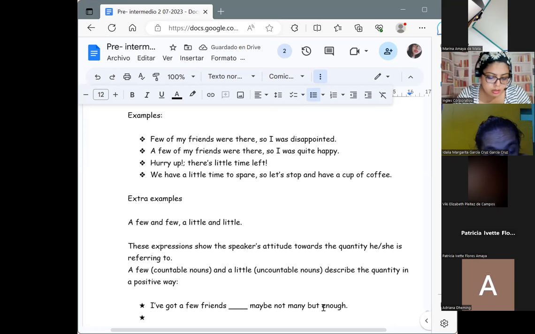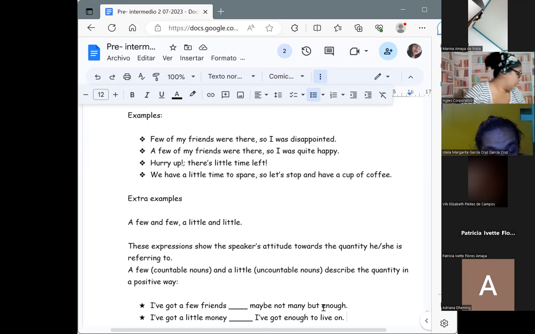Next one. I've got a little money. And maybe this could mean I got enough to live on. Tengo suficiente dinero. Tengo un poco de dinero. Puede significar que tenemos suficiente dinero para vivir o para mantenernos un tiempo. So in this case, we can have this kind of translation or to understand that, like that kind of examples.